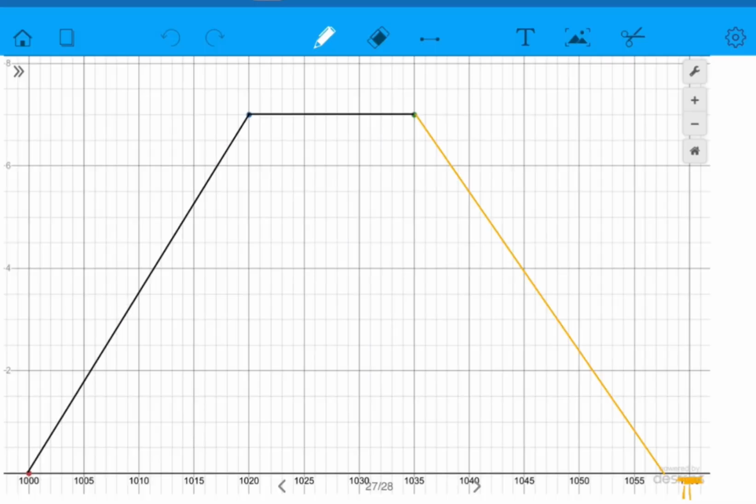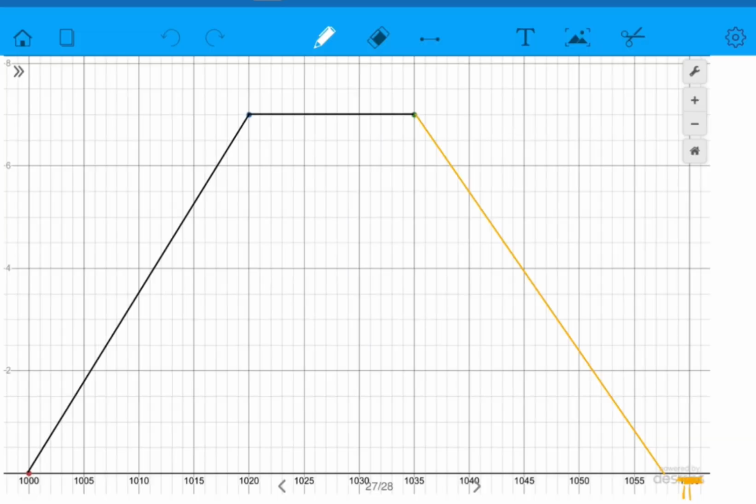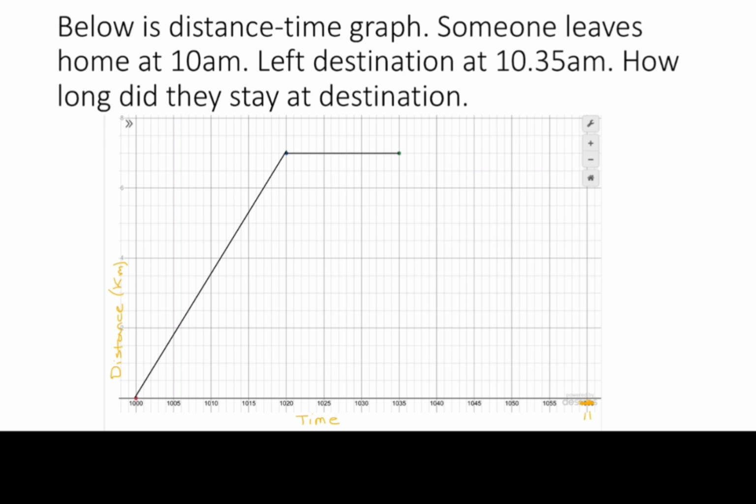So her home is going to be 7 kilometers away. Person stays in for 15 minutes, as the difference between 10:35 and 10:20 is 15 minutes.